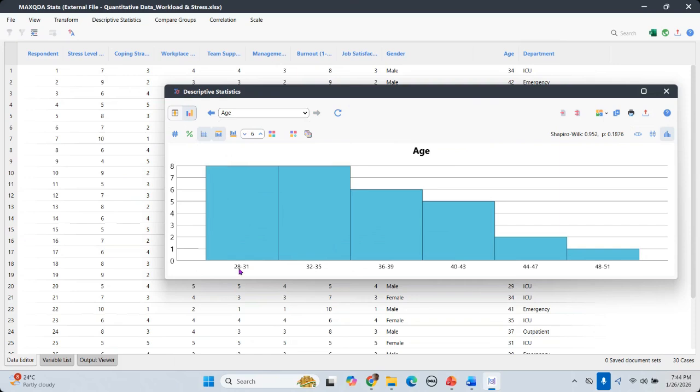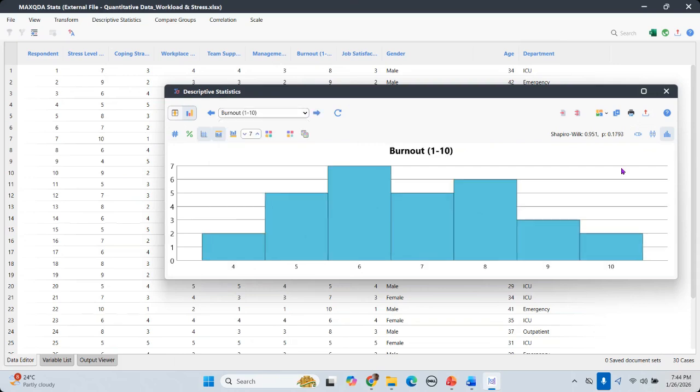It shows the people belongs to 28 to 31. There are nearly 8 people. The age group 28 to 31, there are 8 people. 32 to 35, there are 8 people. 36 to 39, around 6 people. So it shows how data is distributed. It is not normally distributed. Let me look at the next one, burnout.